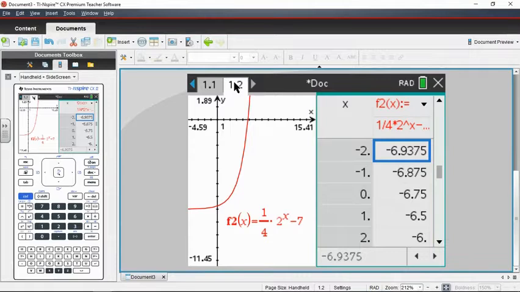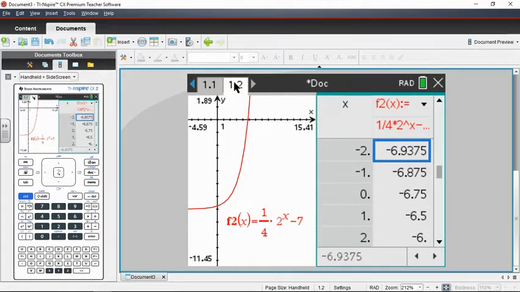Starting at -2, we have -6.94. At -1, we're at -6.88. At 0, we're at -6.75. At 1, we're at -6.5. And then at 2, we're at -6.